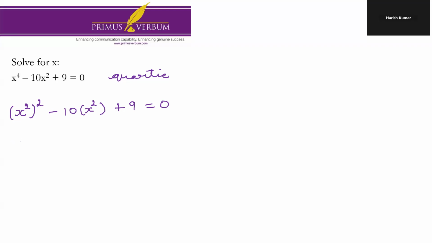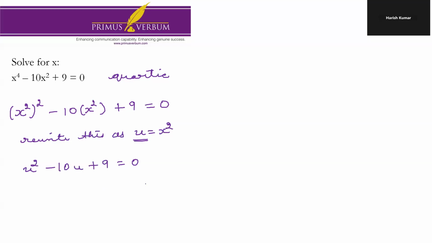So to make things simpler, I can rewrite this as u is equal to x square. This is called u substitution because instead of x square, I'm using u. So I'll rewrite this as u square minus 10u plus 9 equal to 0. I hope this is clear to you. Now, instead of x square, I am using another variable u, where u is equal to x square. Now, this is a typical quadratic equation, and let's go ahead and try to solve it as one.